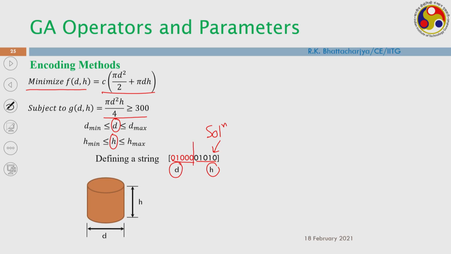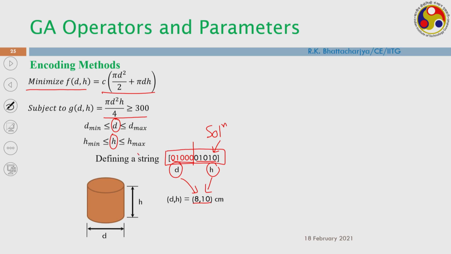I will consider the first 5 bits for D and the second 5 bits for H. If you do that, what are you getting? Then this D, for 0 1 0 0 0, you are getting 8, and for 0 1 0 1 0, you are getting 10. So, decoded value is 10. I am not using any mapping here, directly we are using the decoded value, and this is representing a particular solution string.